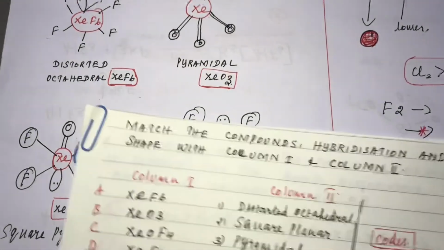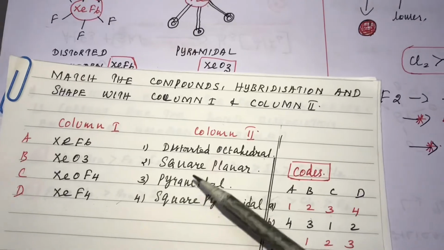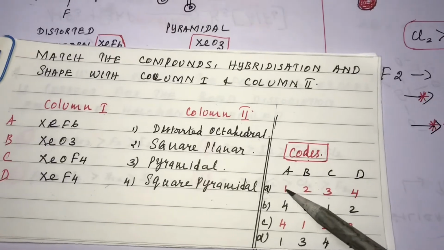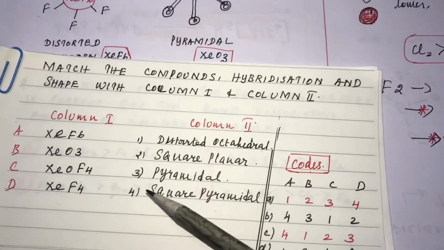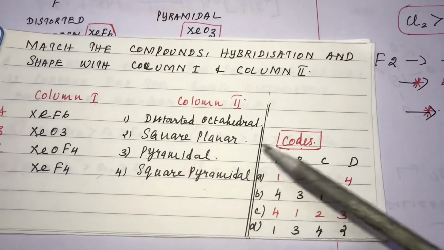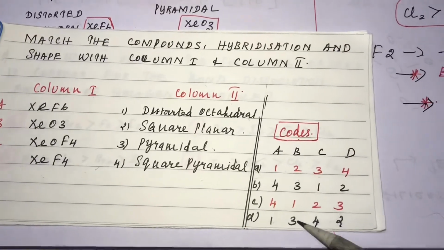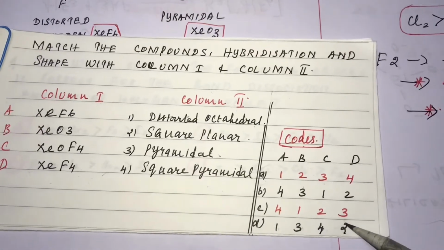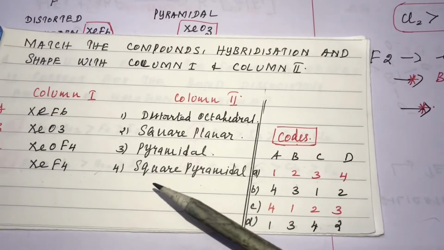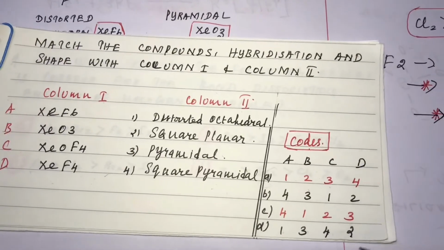Now coming to the question, the first one, XeF6, matches with distorted octahedral. So for A it is 1. There are 2 choices given, A1 and A1. The second one, XeO3, is a pyramidal structure, and the third one is the pyramidal shape. So here the second one is 3. So D is the correct answer: 1, 3 and 4, 2 is the correct answer. And XeF4 is square planar, XeOF4 square pyramidal. So D is the correct answer.